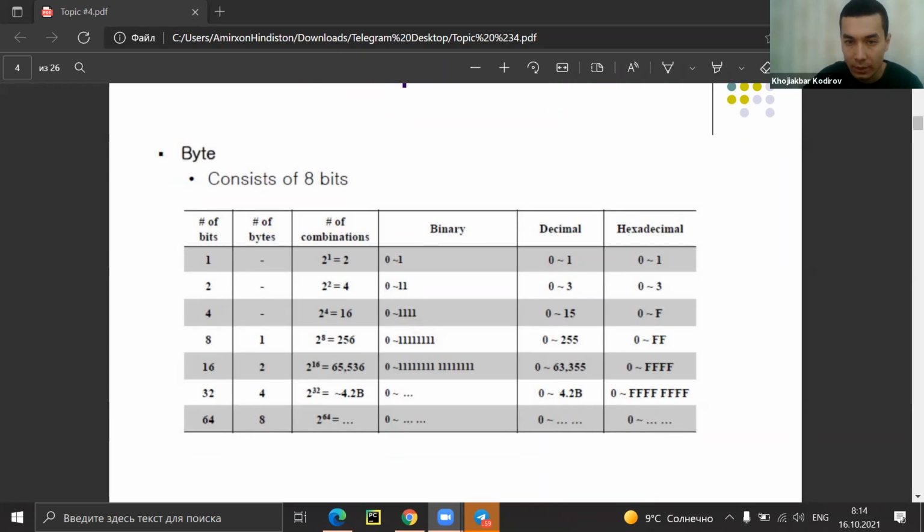Here we have a binary representation. Here, combinations of 2 to a power. Here we have a decimal representation, and then here we have a hexadecimal representation. So a byte consists of 8 bits. It's also a data representation which is used in memory applications, and 1 byte consists of 8 bits.